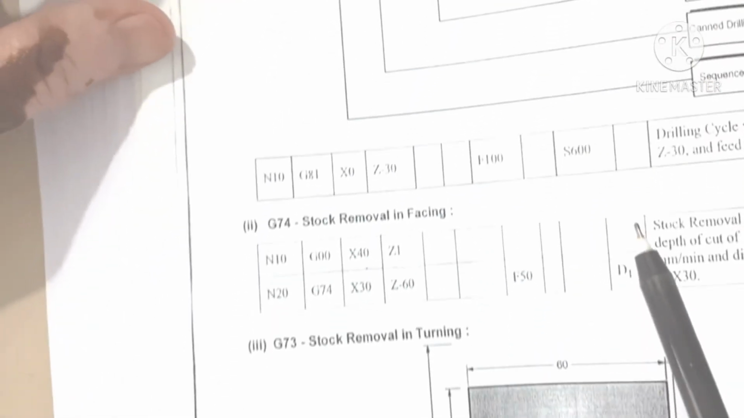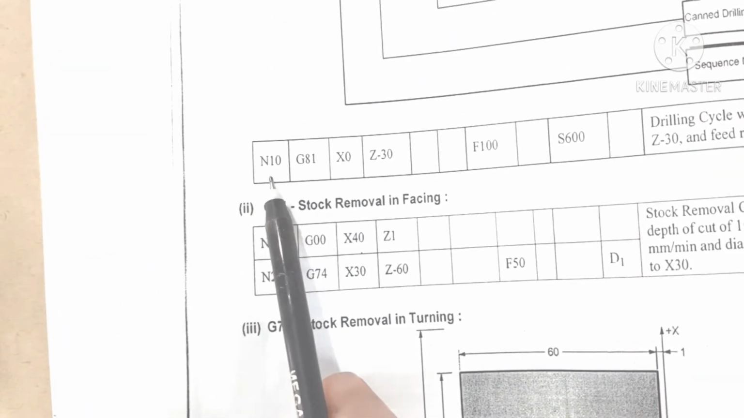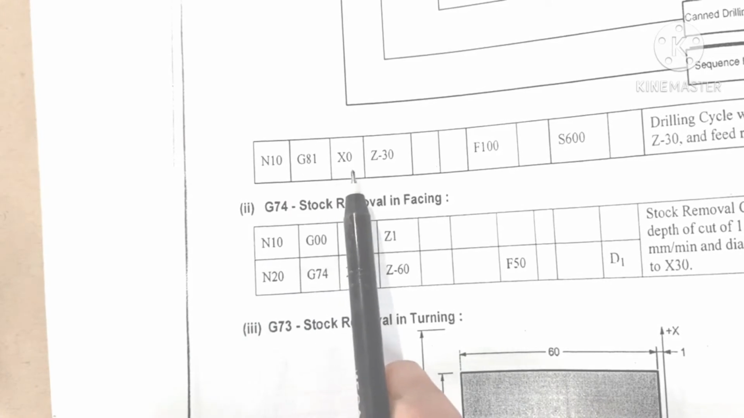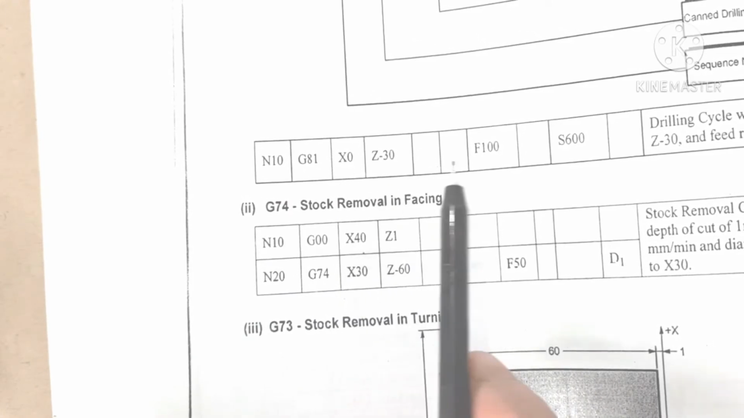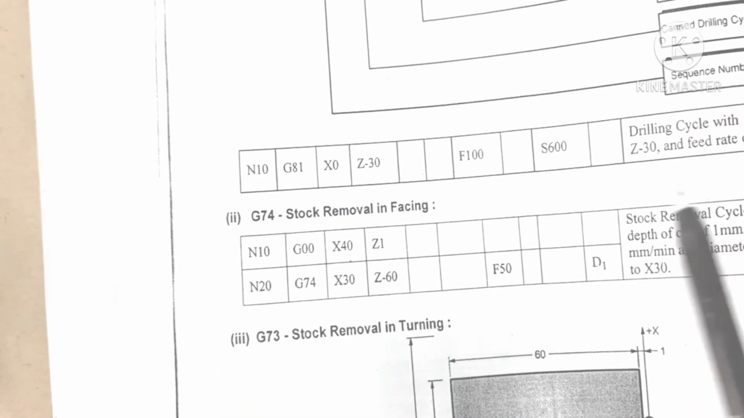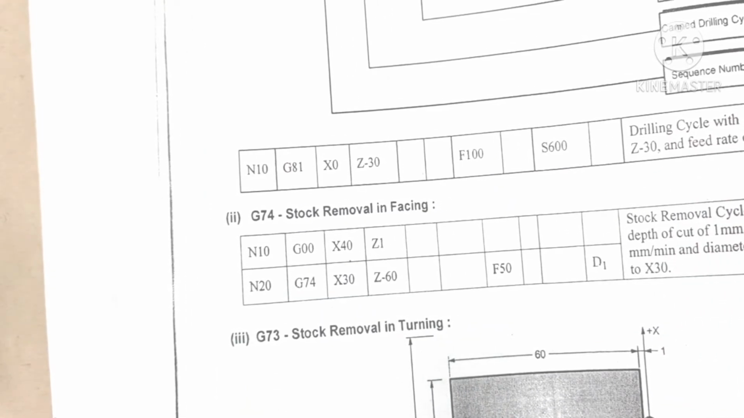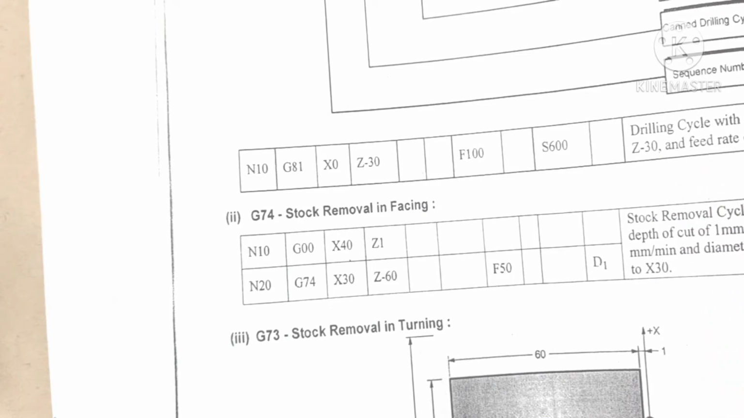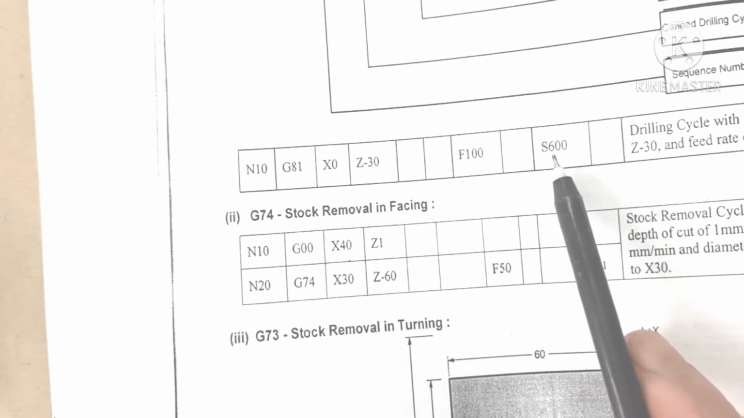In a program you will write like this: N10 G81 X0 Z30 F100 S600, meaning a drilling cycle with the drill from Z10 to Z30, feed rate 100 mm per minute, and speed 600 rpm.